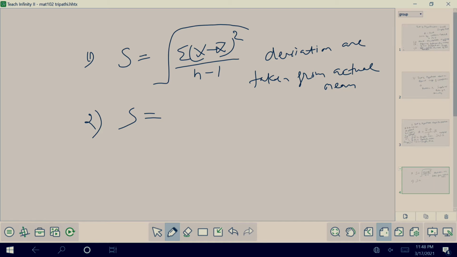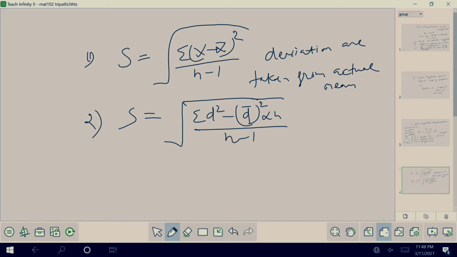See what is the second formula? Square root of sigma d square minus mean of difference or mean of deviation whole square into n, divided by n minus 1.